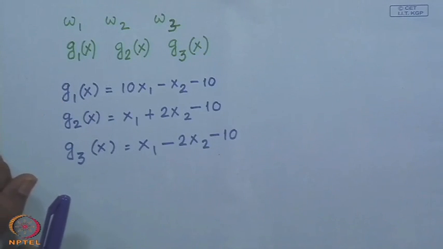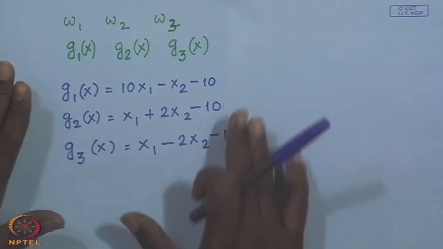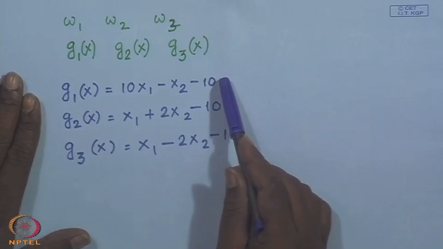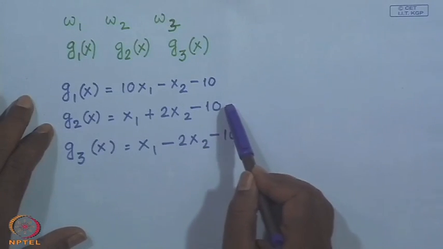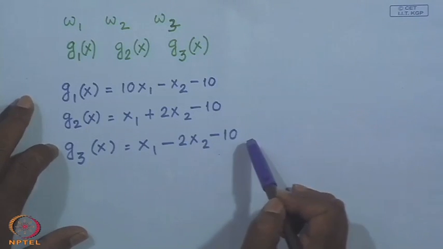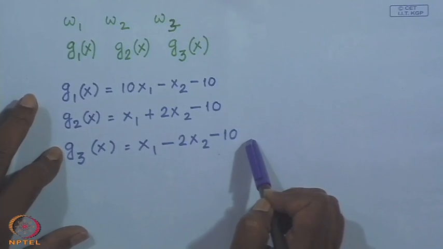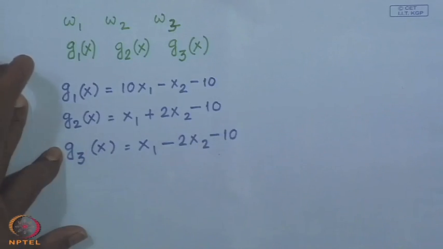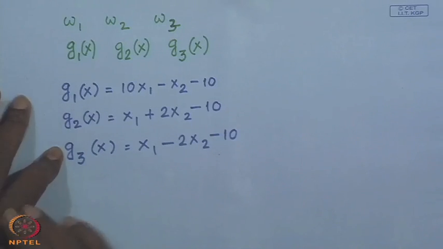We will see what happens to all these different confusing cases. Here, this is the discriminating function for class omega 1, this is the discriminating function for class omega 2, and this is the discriminating function for class omega 3. Now, I want to find out the decision boundary between pairs of classes: between omega 1 and omega 2, between omega 2 and omega 3, and between omega 1 and omega 3.